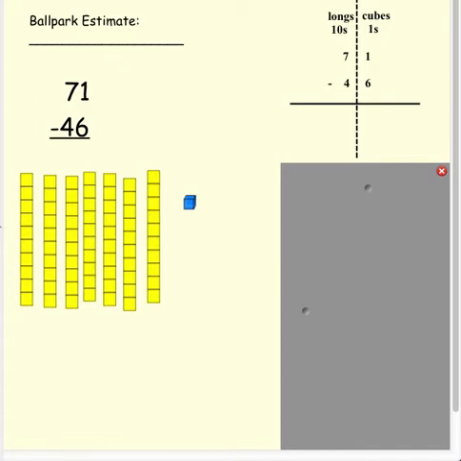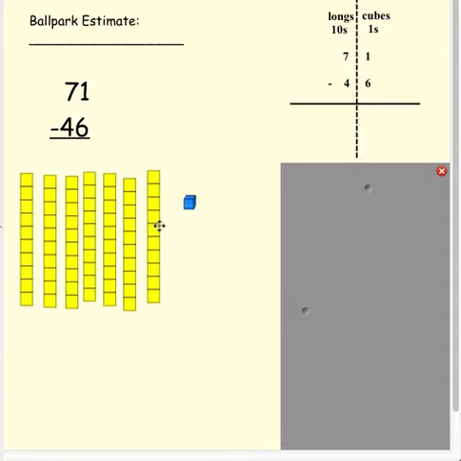Down below, you'll see I have some blocks, just like we have in the classroom. Here's our 7 tens right here, and I have 1 cube right there. I want to take this 1 and subtract 6. You'll see here is the 1 cube. I don't have 6 to take away. So I'm going to make a trade.